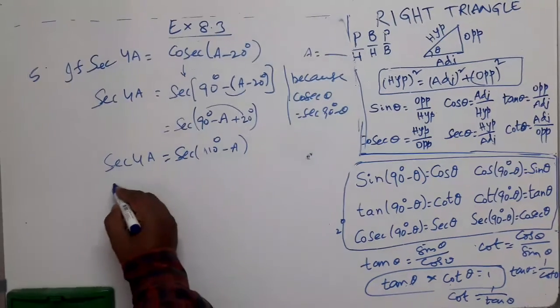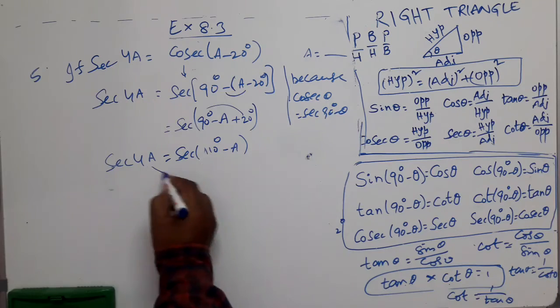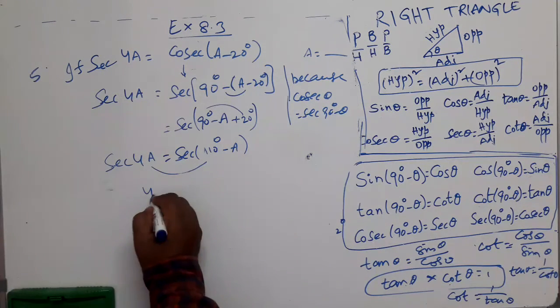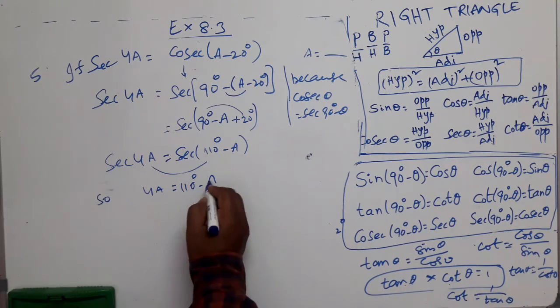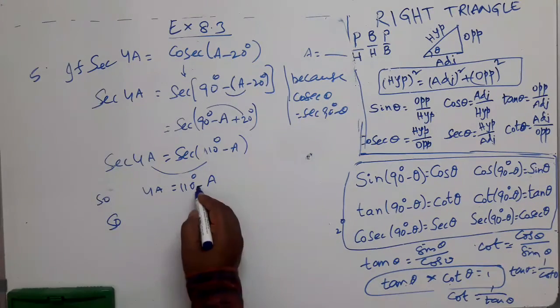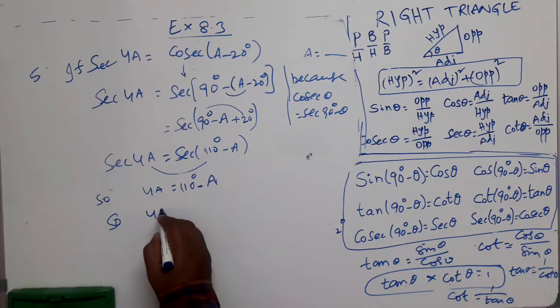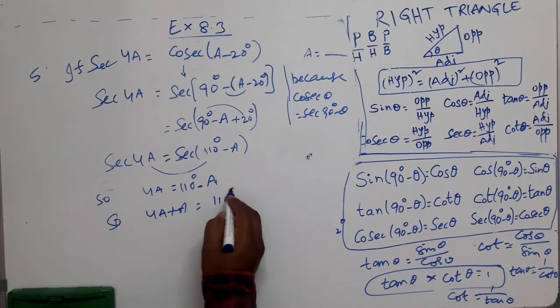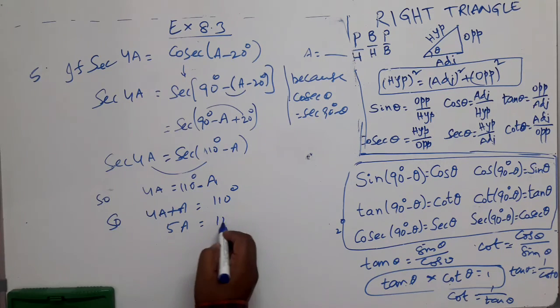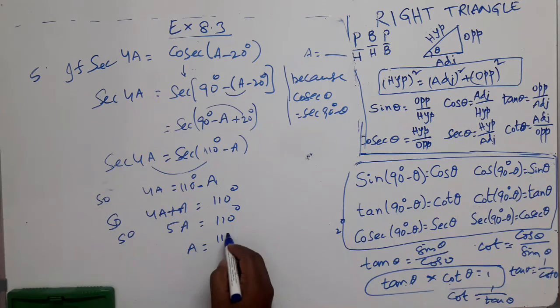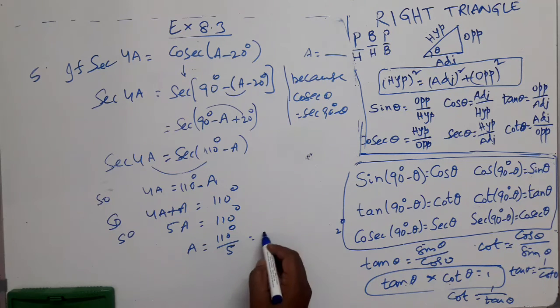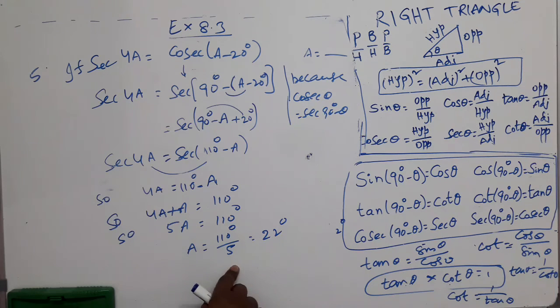So directly you can equate the angles also, because these two ratios are same. So 4a is equal to 110 degrees minus a. Adding a on both sides, 4a plus a is 110 degrees. So 5a is 110 degrees. Dividing both sides by 5, a is 22 degrees, right? 5 22s are 110. So angle A is 22 degrees. That is the answer.